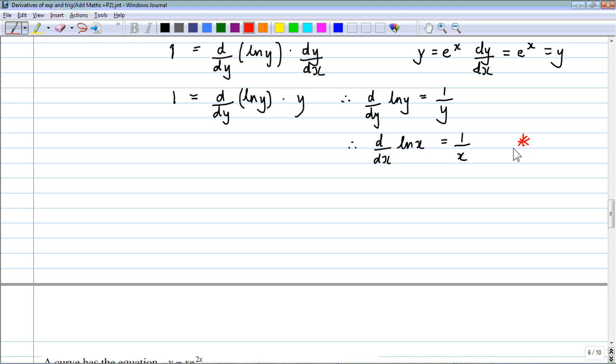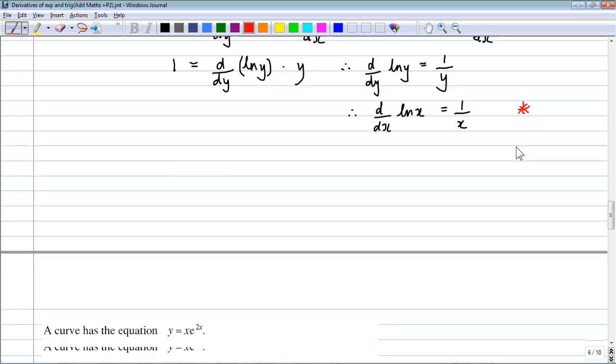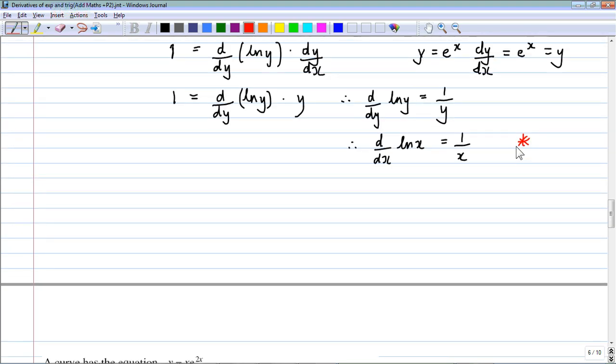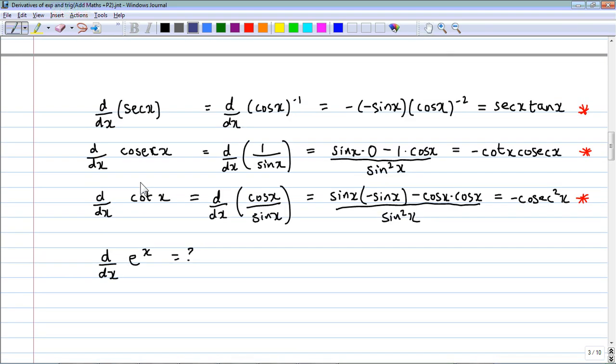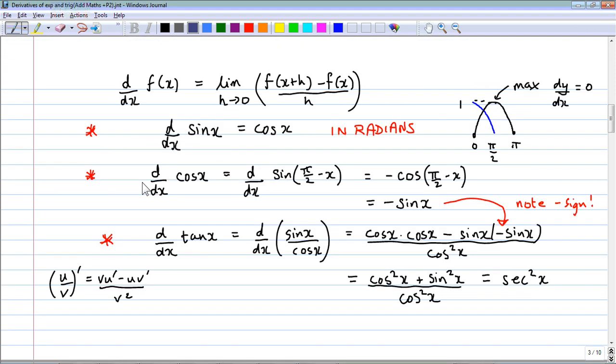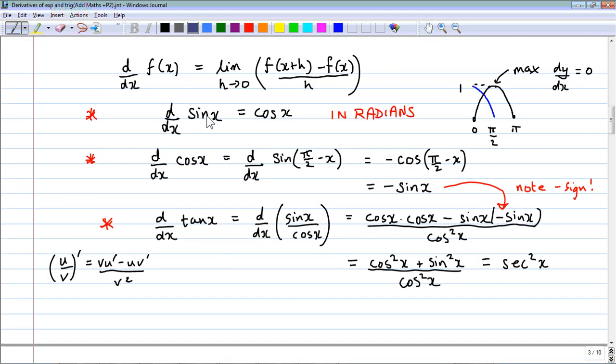So having all these results, we now know how to differentiate a bunch of different functions. But before we go on to exam questions, what about integration? So I'm going to use a blue colour for integration here. I'm going to go back to all the results we've already seen and ask about integration. Well, look at the first one. The derivative of sin x is cos x.